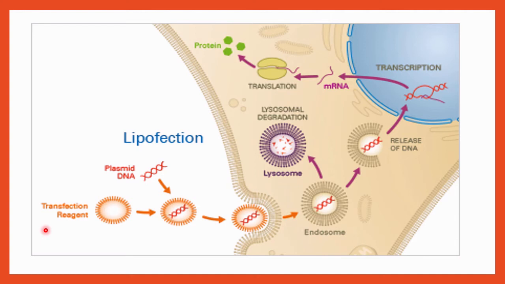Another important method of making a host competent is lipofection. By using lipofection also we can make the host competent. Here you can see plasmid DNA covered with lipid. There is a transfection reagent, lipid along with some reagent. It will cover the DNA, and now this DNA can enter inside the host cells. That is the lipofection method.